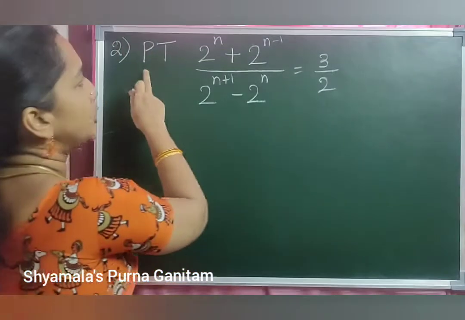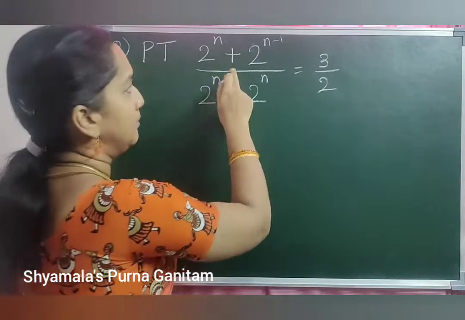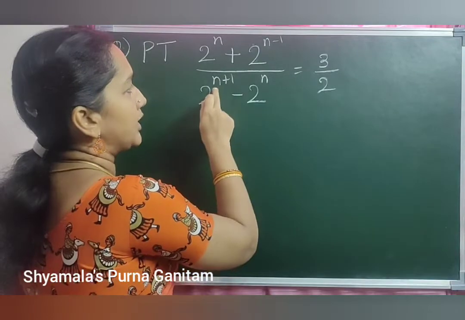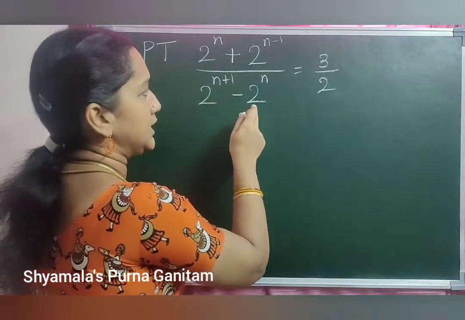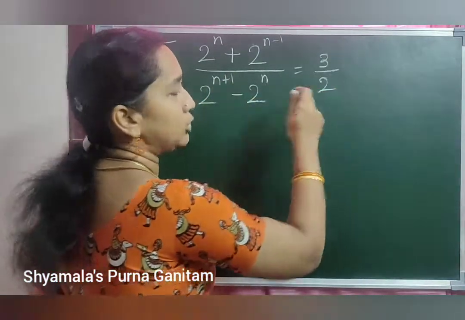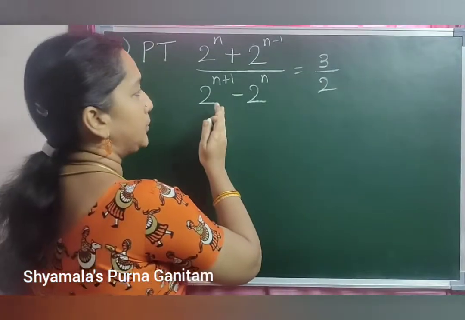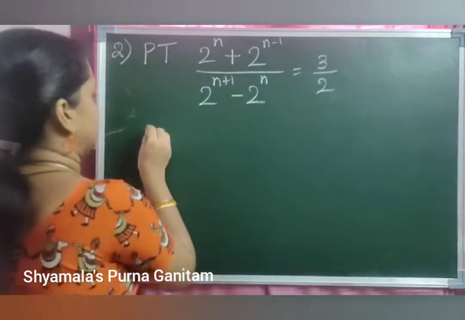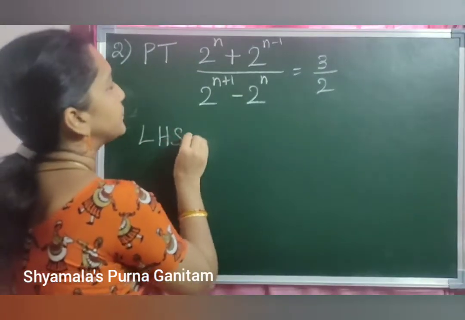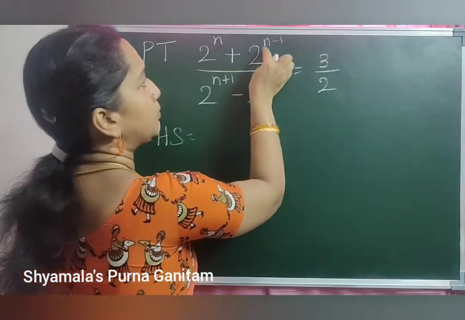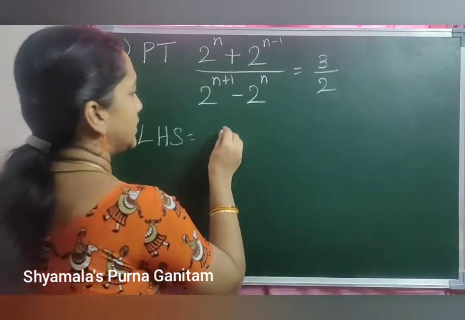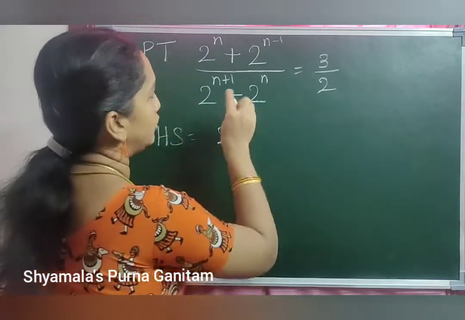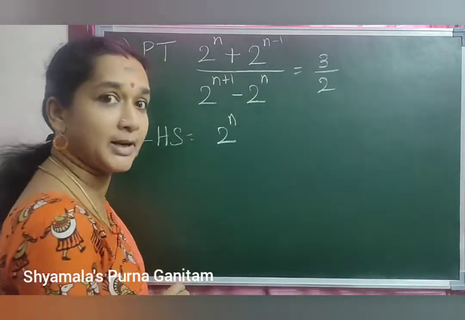Second sum. Prove that 2 power n plus 2 power n minus 1 by 2 power n plus 1 minus 2 power n is equal to 3 by 2. So you have to prove LHS is equal to 3 by 2 as RHS. So LHS when you take, it is given 2 power n plus 2 power n minus 1. So this one you can split and write. So 2 power n, in between you are having plus symbol.